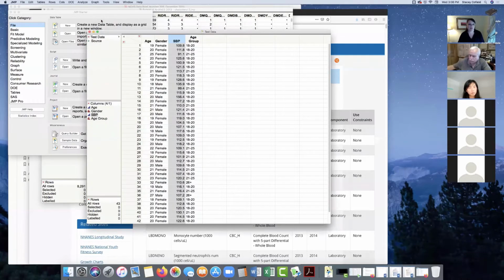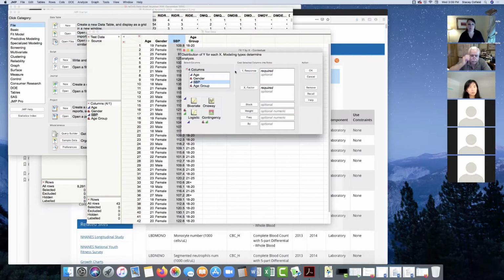But now I want to ask the question, do men and women have different blood pressures? So I go to my Analyze menu, my Fit Y by X. My systolic is my response. My gender is my X factor. And if you look over here, JMP is really helpful.